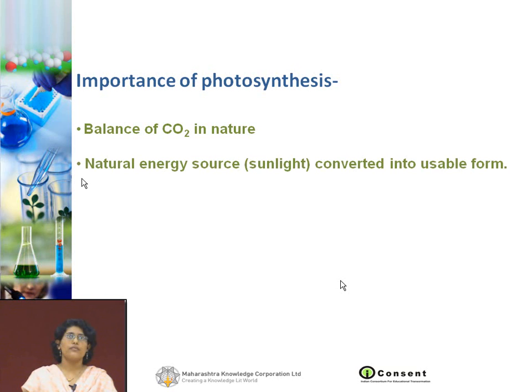The next importance of photosynthesis is that it converts the natural energy source, that is sunlight, into a usable form. Generally, all the organisms on the earth can use energy only in the form of ATP, that is, adenosine triphosphate. All the organisms require energy only in the form of adenosine triphosphate. How is this molecule produced? This molecule is produced by the photosynthesis reaction.